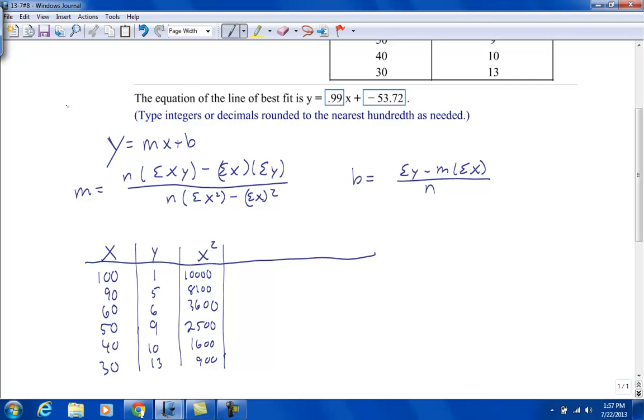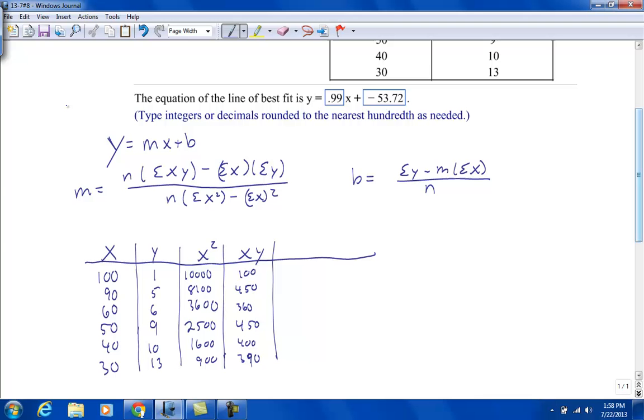And then we need a column of x times y. So 1 times 100 is 100. 90 times 5 is going to be 450. 60 times 6 is 360. 50 times 9 is 450. 40 times 10 is 400. And 30 times 13 is 390.